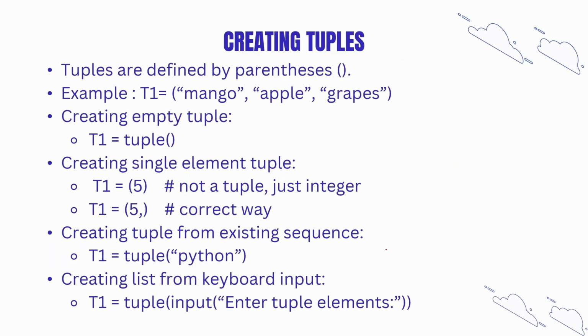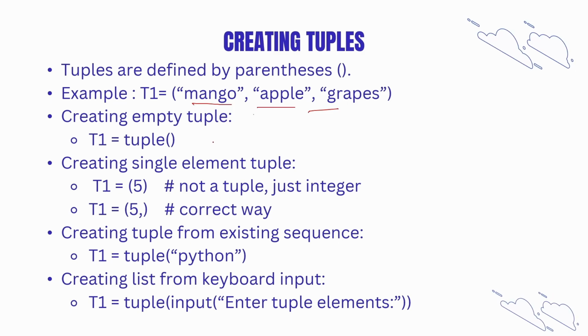Okay. Next is creating tuples. Tuples are defined by parentheses. Like we saw here, this T1 has 3 elements: mango, apple and grapes. Okay, and these are enclosed inside parentheses. Then, how to create an empty tuple. This is the way we can create an empty tuple, T1, tuple and parentheses, and nothing is there inside these parentheses.